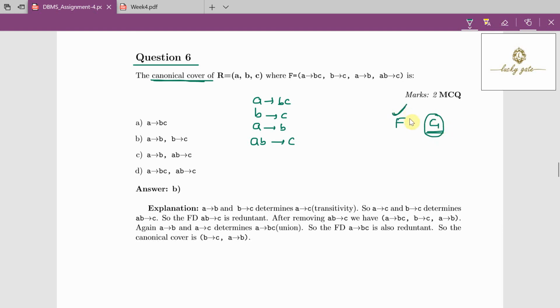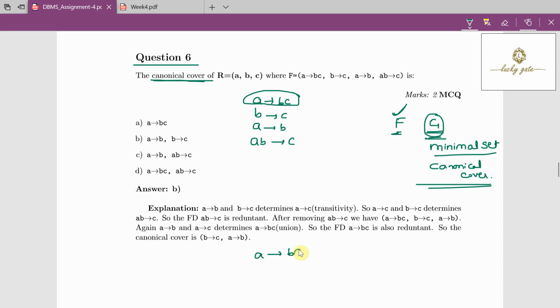Now we can call G a minimal set of F. Why? Because every dependency of F you can get with G. Then we can call G a minimal set of dependencies, which is also called a canonical cover. How to find redundant dependencies? A to BC, is it possible to determine it with the other dependencies? Whether it is possible or not, we can find by finding the LHS closure, meaning A closure, with respect to the other dependencies.